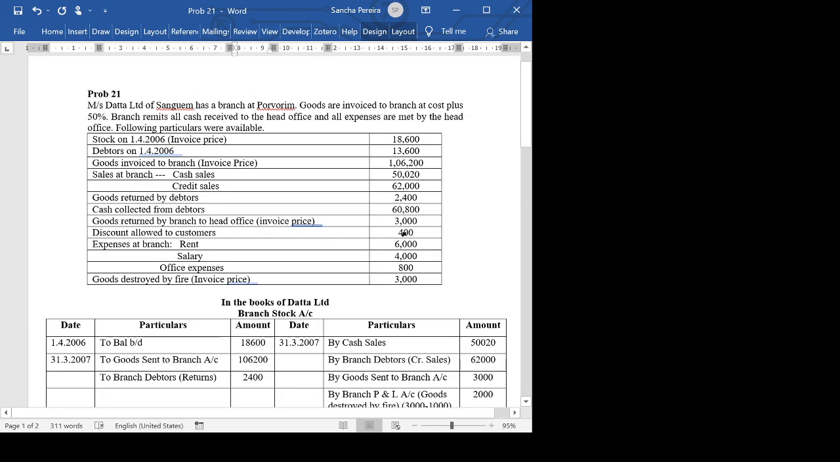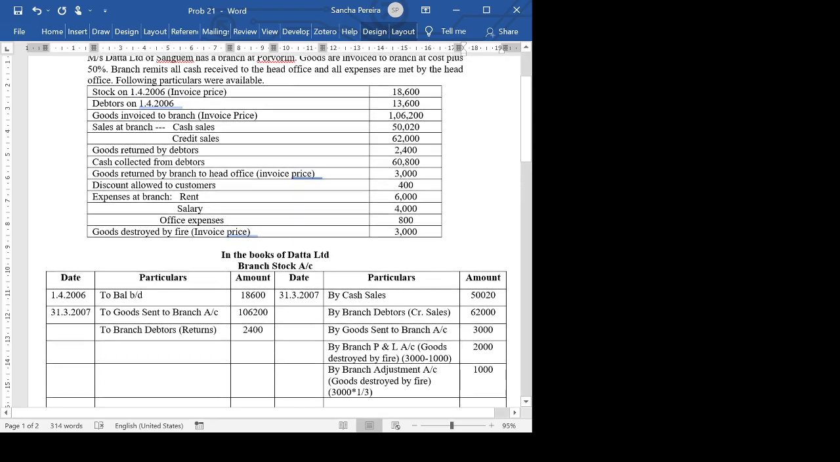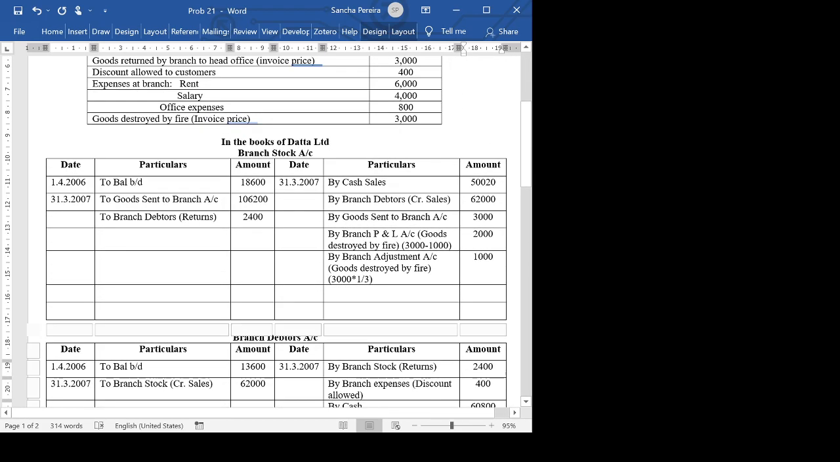Cash collected from debtors 60,800. This will come in the debtors account, by cash 60,800. And the last one is the closing stock. Sorry, what we have to find out is the closing stock. So the balancing figure will be the closing stock.